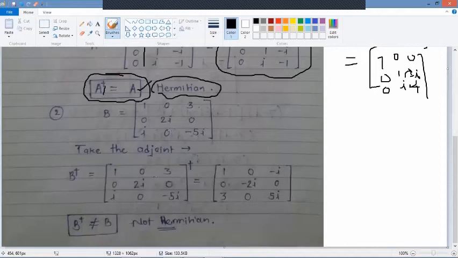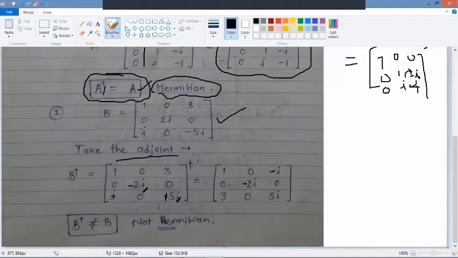Okay, what will be the second? You can see the given matrix is here, and we take the adjoint. When we take the adjoint, first of all we take the complex conjugate of it, and all the values become minus. And it becomes plus because of what? This is the i value. When we take the complex conjugate of i, we have to convert it into minus i.